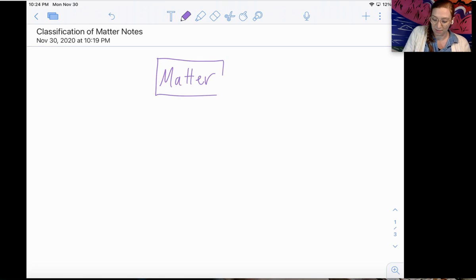We're going to start with the flow chart, and then we're going to look at some ways that we can identify matter based on particle diagrams. So, like I said, we're going to be using a flow chart, so we're going to start with matter right up here at the top. And we're going to split matter into two separate categories, and those are going to be pure substances and mixtures.